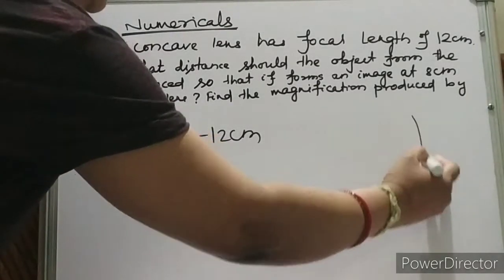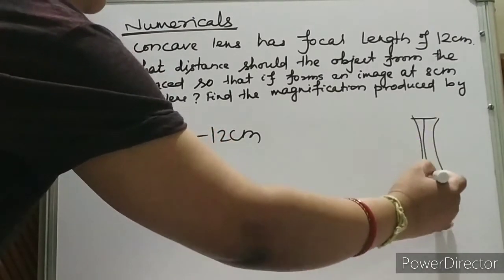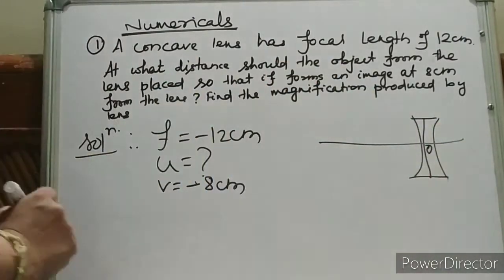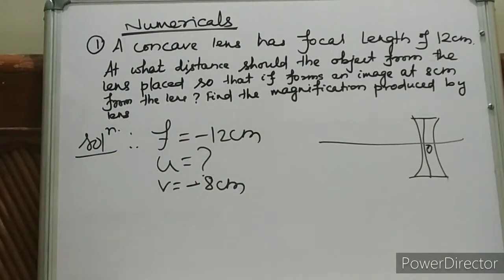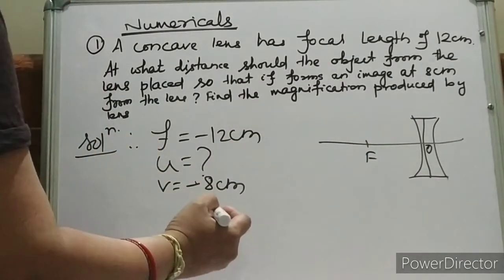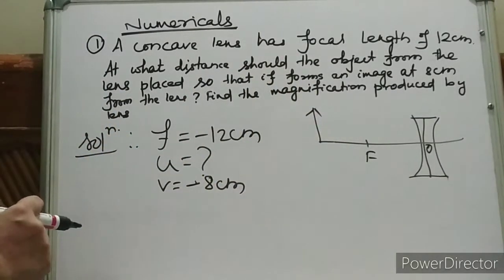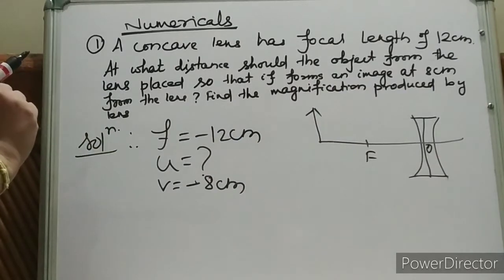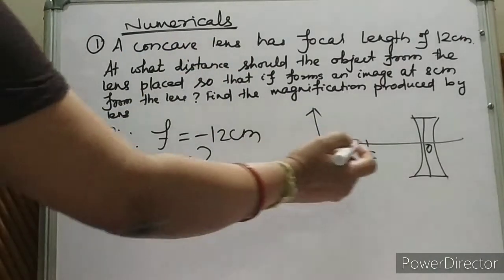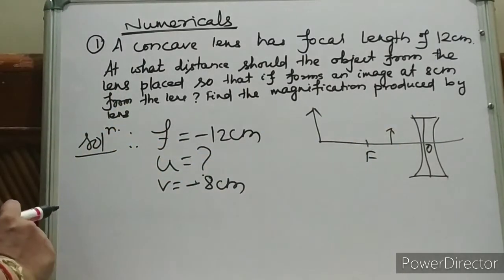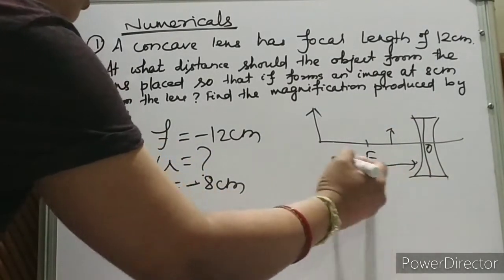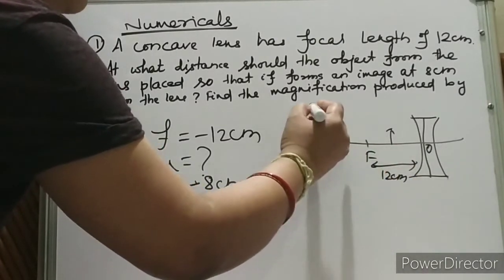So this is your concave lens, this is your principal axis, and this is your optical center. You don't know about your object, but you know the focus will be here, and it is written. Obviously, we know the object is always placed on the left hand side of the lens, that we have also discussed. Now the image is formed at minus 8 cm, so the image will be formed somewhere here, because the focal length is given as 12 cm.